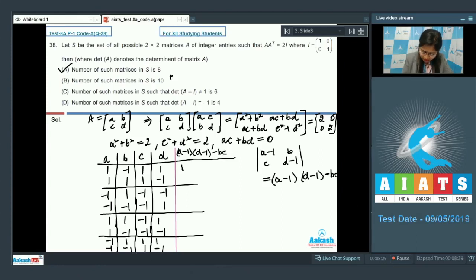So its values here will be 1 minus 1, 5 minus 1, 1 minus 1, minus 1, 5. So these are the values. So we can say that the number of such matrices for which its determinant is not equal to 1 is 1, 2, 3, 4, 5, 6. So option C is correct. Now for the determinant of A minus I to be equal to minus 1, we have 1, 2, 3 and 4 such matrices, which means that option D is also correct. So the answer of this question is A, C and D.